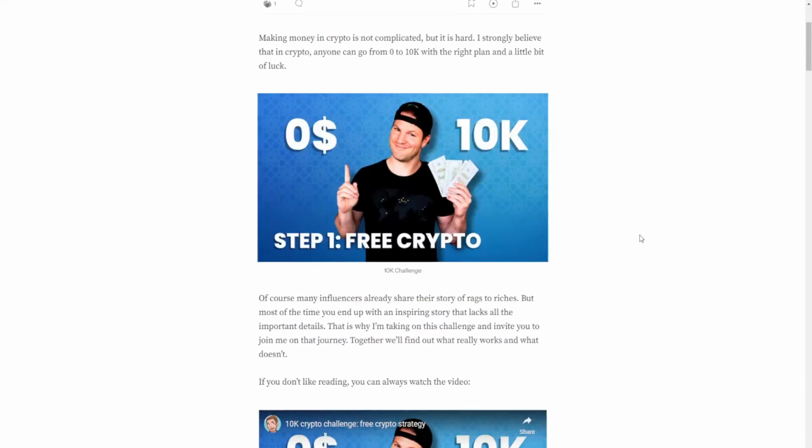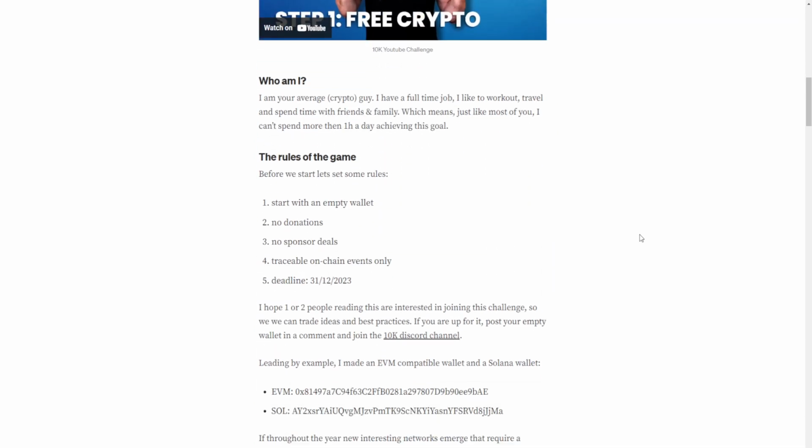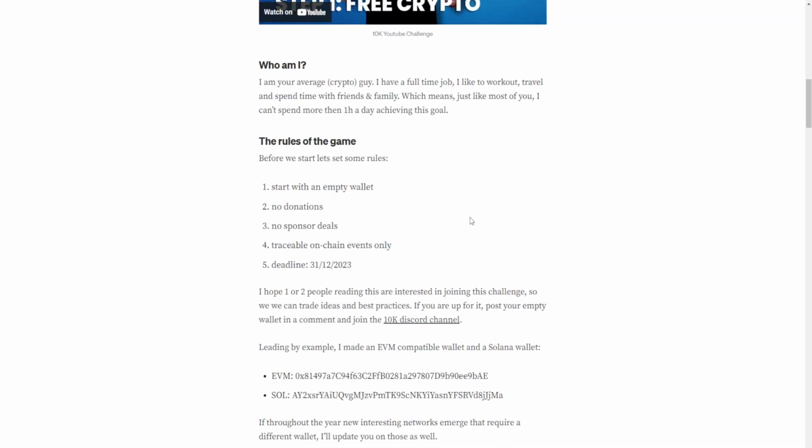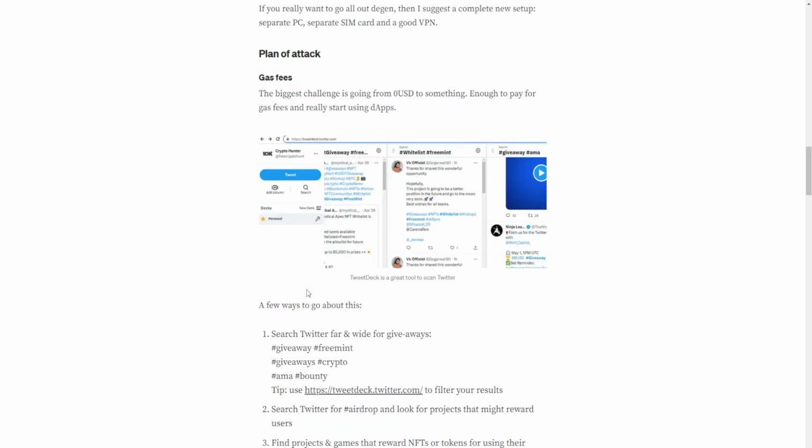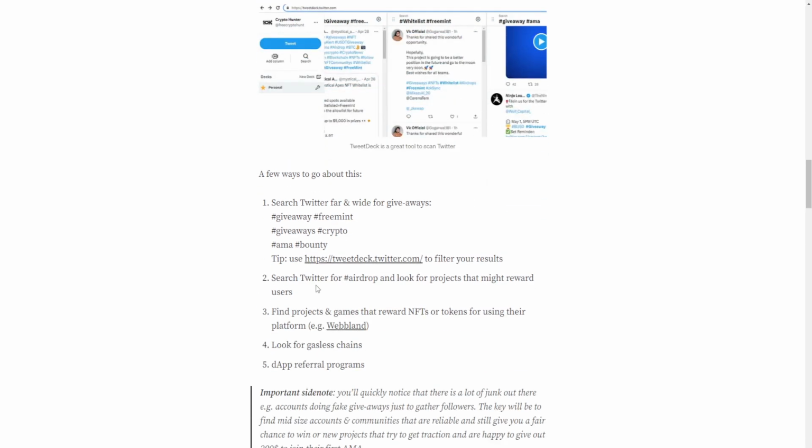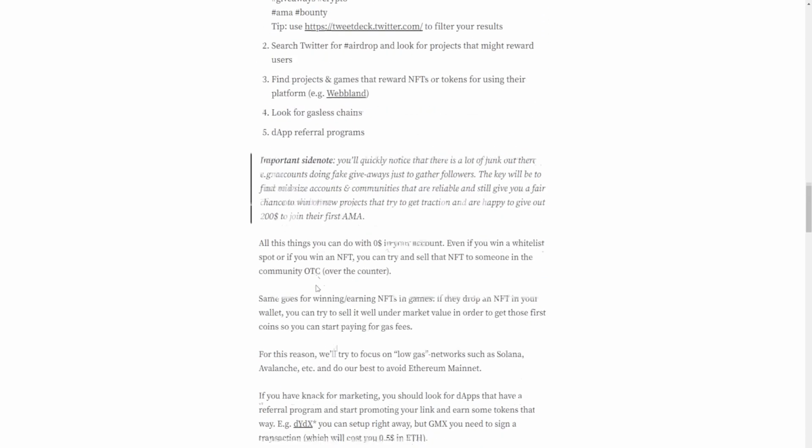First things first, let's quickly go over the rules. You can find this article on my Medium page. So first of all, we gotta start with an empty wallet. I cannot accept donations. I cannot accept any sponsor deals. Everything has to be traceable on chain, and the deadline is the end of the year. In this article, you can also see my initial plan of attack. So in this video, we're gonna go over and see what works and what doesn't.